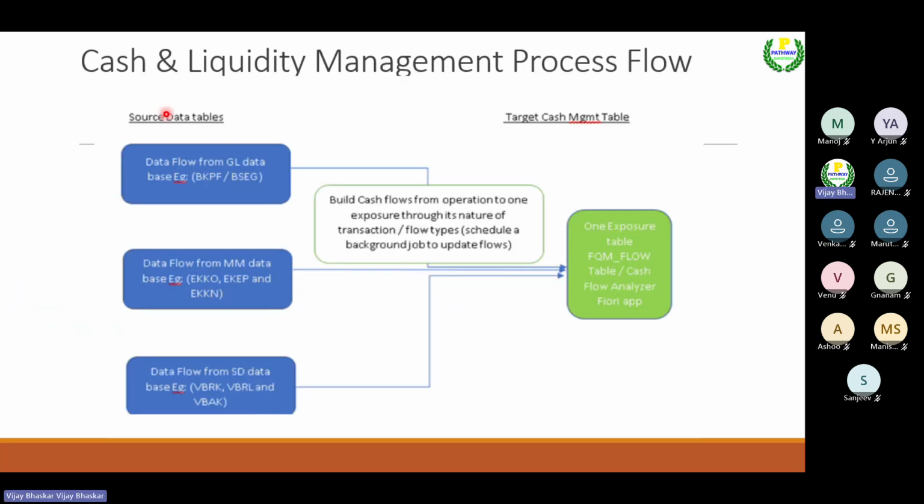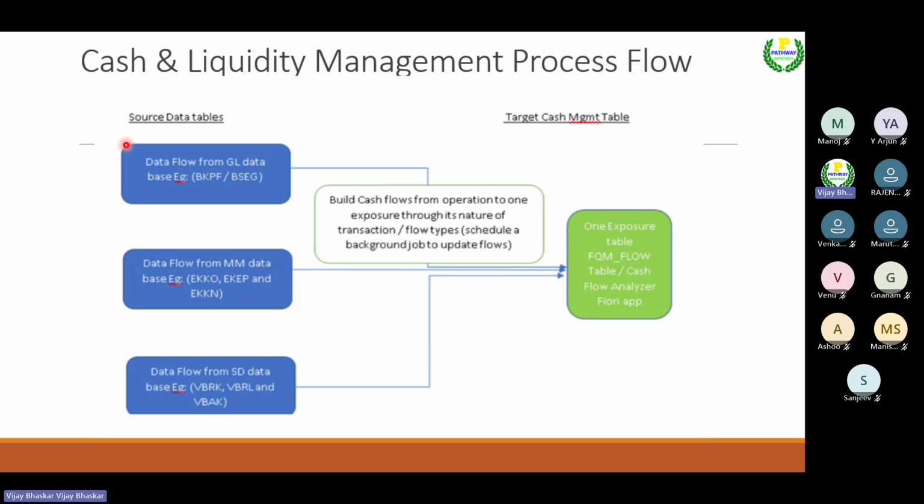Now, cash and liquidity management process flow. This process flow is very, very important. How the process flow can be done here. Now if you can see the end-to-end process flow, during the configuration, I can also explain more about the end-to-end process. First, this is a high level process only. During the configuration and explanation, I can give a more accurate cash and liquidity management process end-to-end flow.